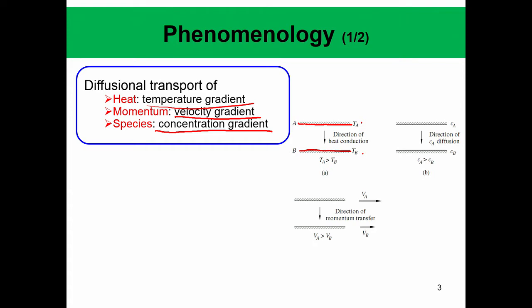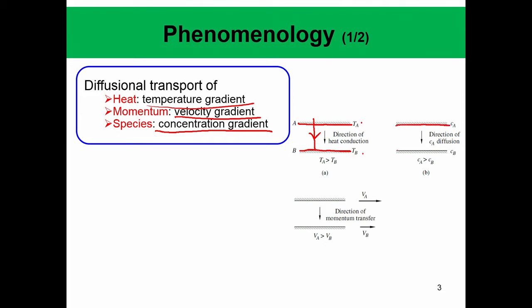And of course, the gap between these two plates at different temperatures can be filled with a fluid medium, or a solid medium is also possible. Suppose we consider a fluid medium, then we know that there will be transfer of heat from this high temperature region to the low temperature region, and this we call diffusion of heat.